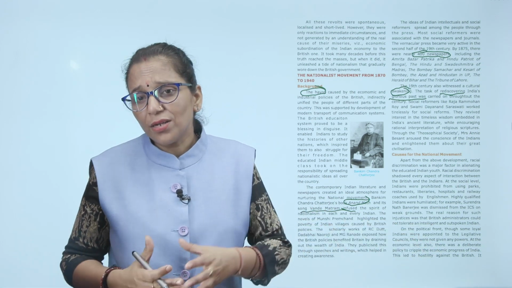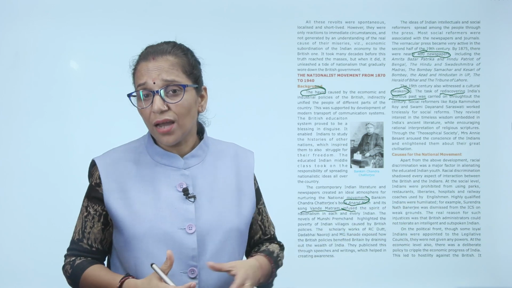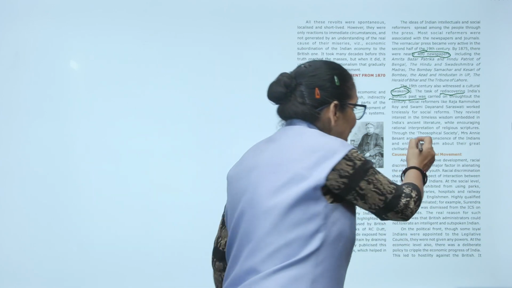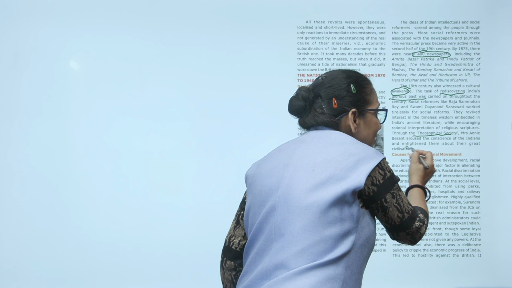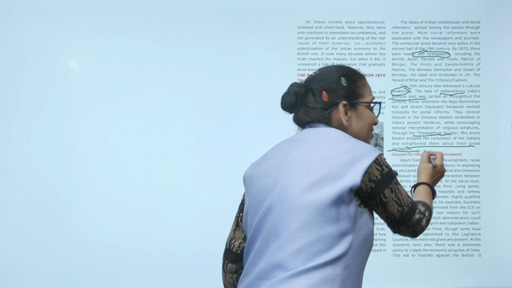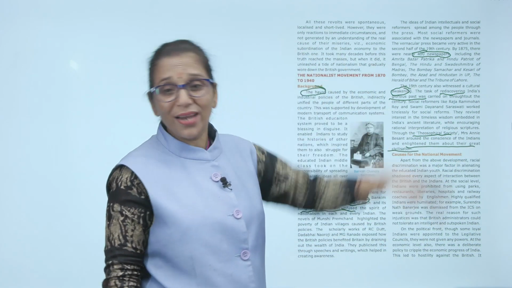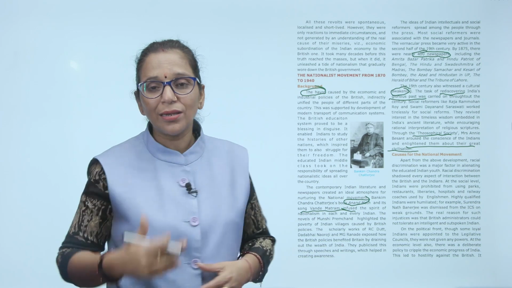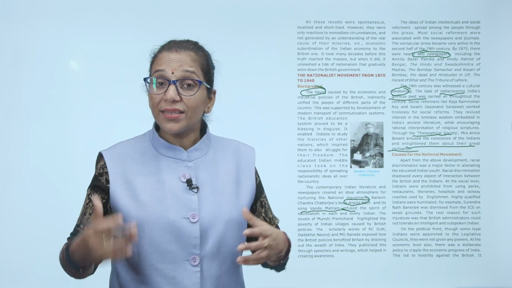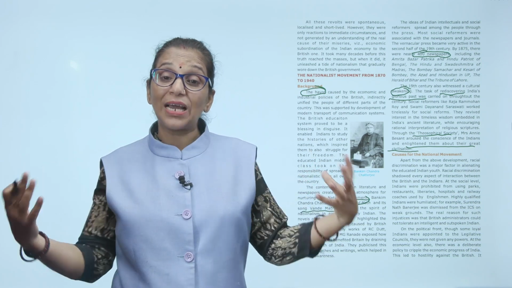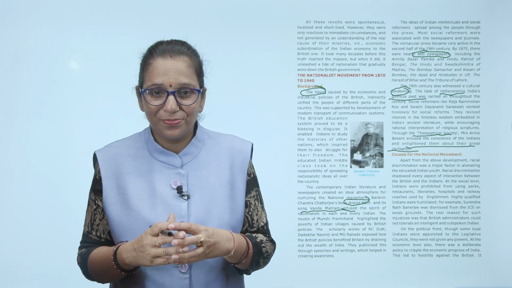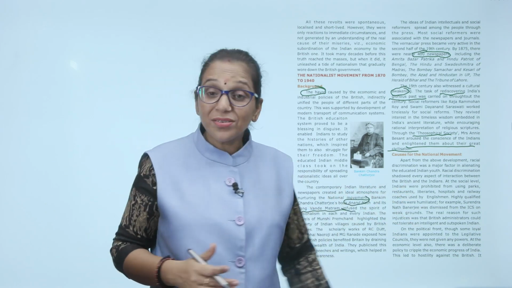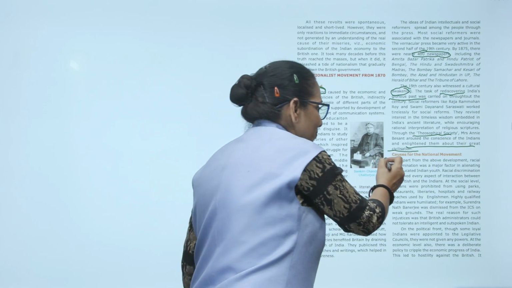Through the Theosophical Society, Mrs. Annie Besant aroused the conscience of Indians and enlightened them about their great civilization. Think about your Indus Valley civilization. Your ancestors were very great. So when such texts were revealed to Indians, they felt proud and got a sense of collective belongingness. And these were the causes of the national movement.